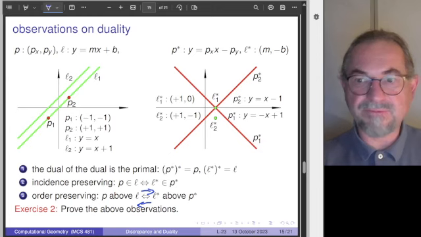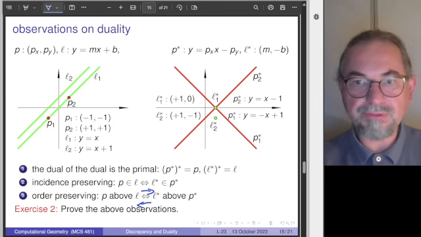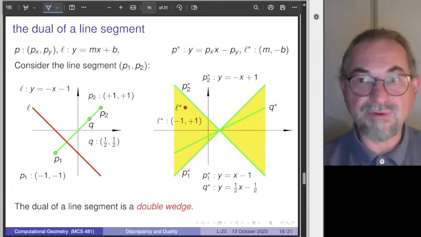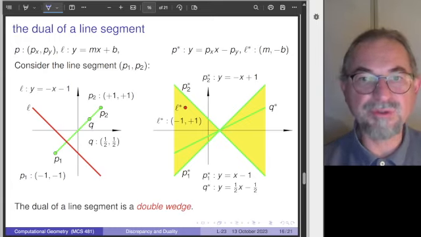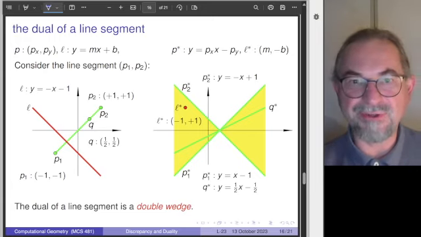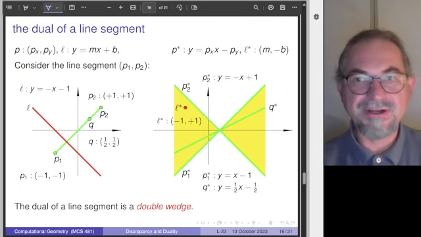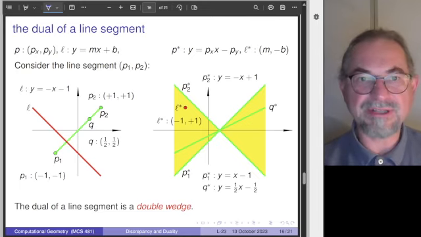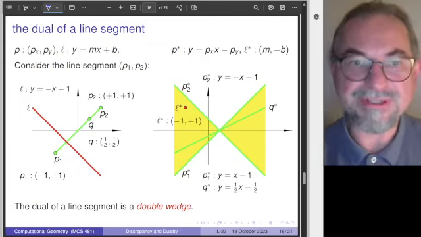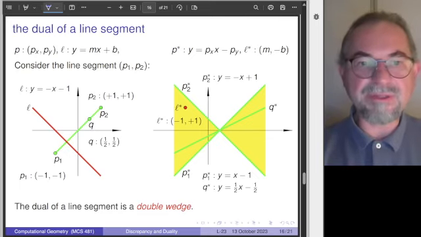Okay, fine then. So I'm half an hour in. Let's talk a little bit more about duality. What is the dual of a line segment? We considered early on in the course the line segment intersection problem. So line segments become double wedges. Very interesting.